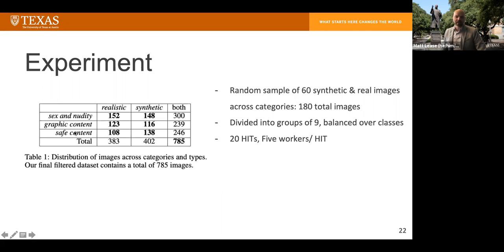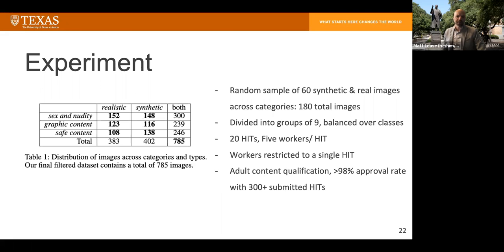We had 20 HITs, 5 workers per HIT. Workers could only do 1, so we didn't have any learning effects. We required the adult qualification. Workers had to have a reasonable approval rating. And we paid workers at a rate of $7.25 an hour when you look at time on task and the amount we paid.